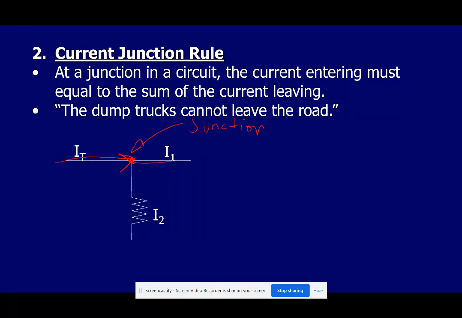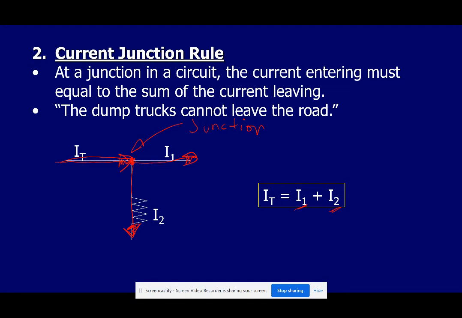So some of those trucks, those coulombs, those amps can go straight ahead through I1, and some of them will go down through I2. The rule is that the number of charges, the number of amps entering that junction has to equal the number leaving the junction. In other words, IT has to equal the sum of I1 and I2.